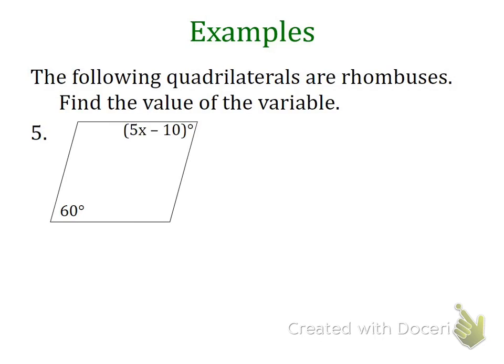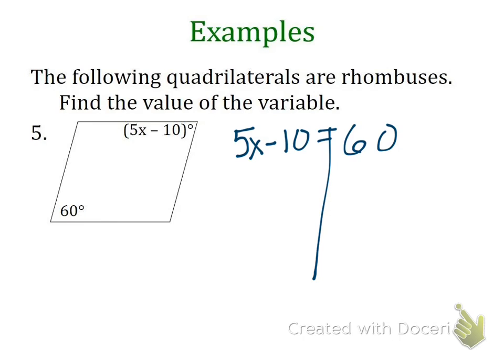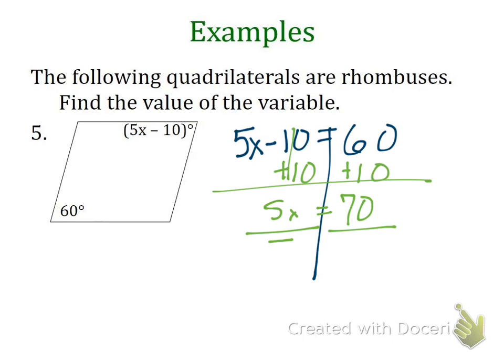Okay. Opposite angles are what? Congruent. So how would I solve for x? 5x minus 10 equals 60. So what am I going to add to both sides? So 5x equals 70. Divide both sides by 5. x equals 14.